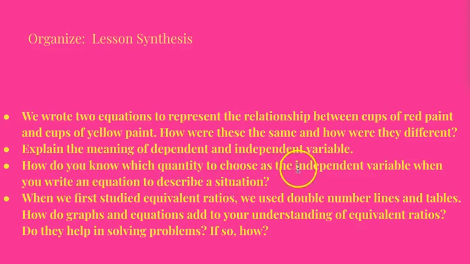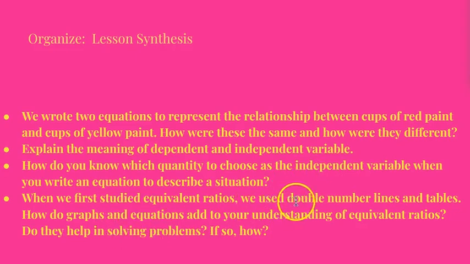How do you know which quantity to choose as the independent variable when you write an equation to describe a situation? Well, it really just depends. Remember that the dependent variable is the one that you're solving for. So in some cases, you need to use the independent variable that's there so you can find the dependent variable. In other situations, you may have all of those things, and it just depends on which way you're looking at it.